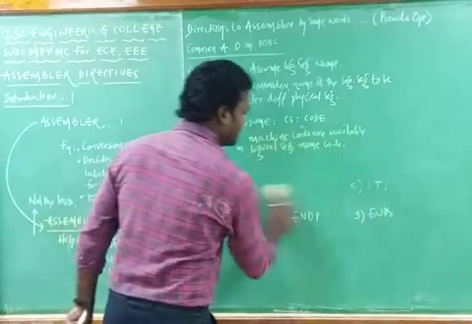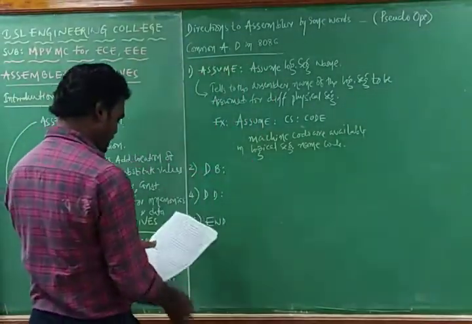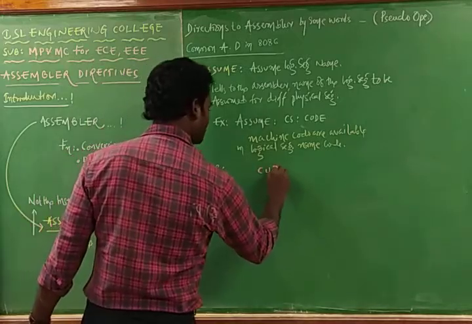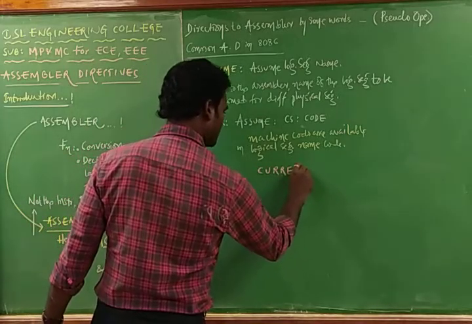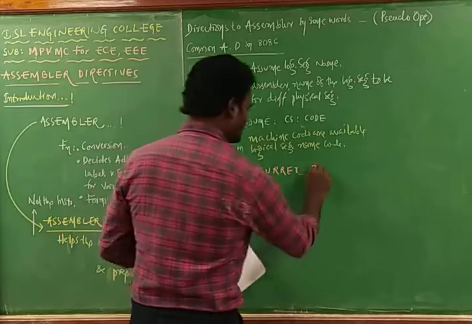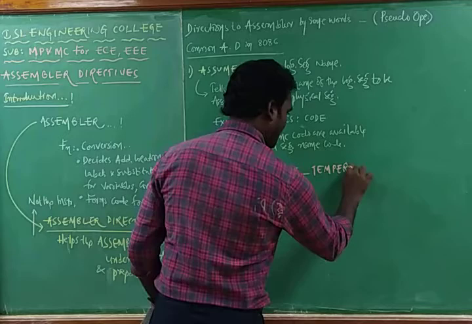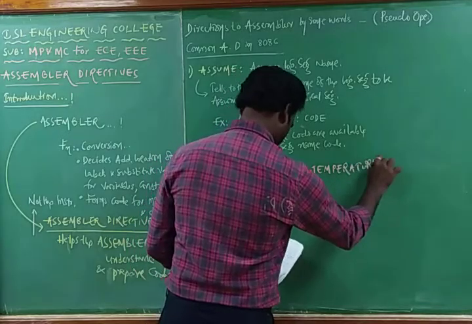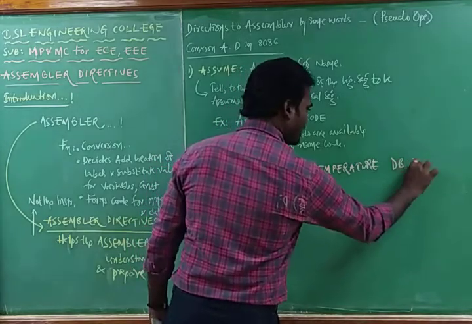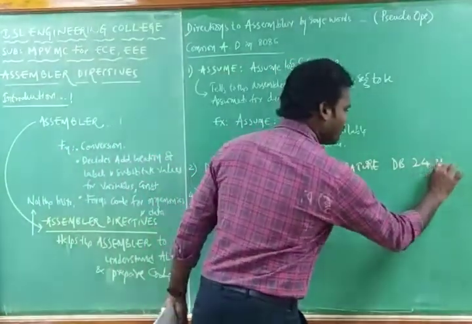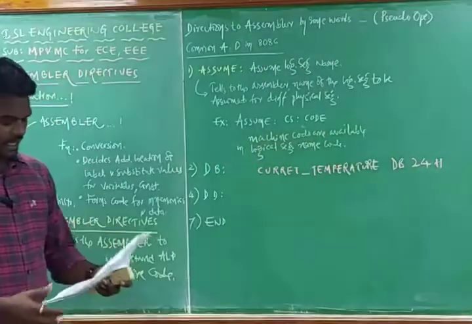Define byte, I am going with the example: current temperature DB 24H. H is nothing but a hexadecimal number.